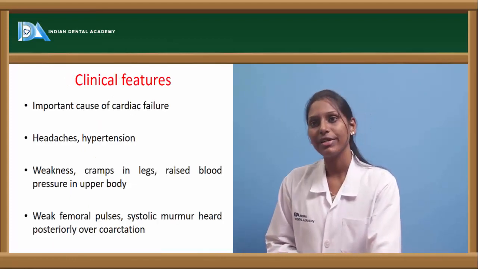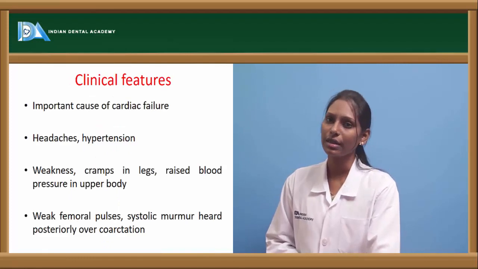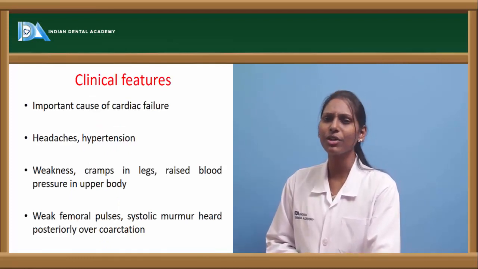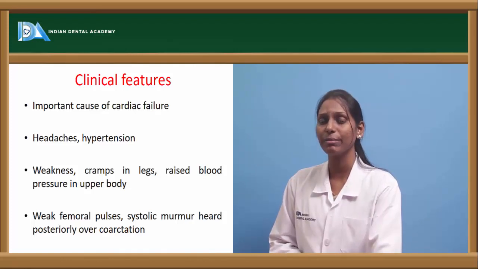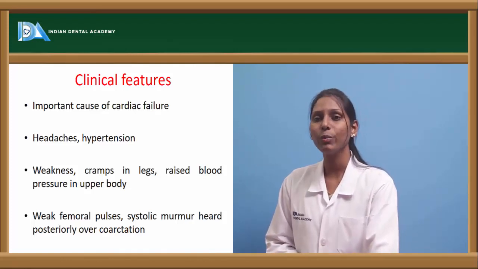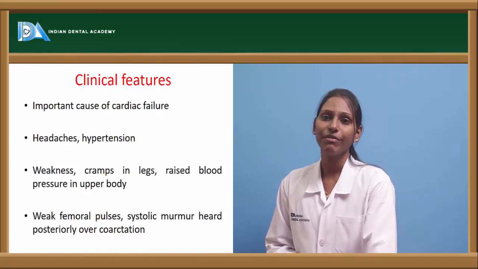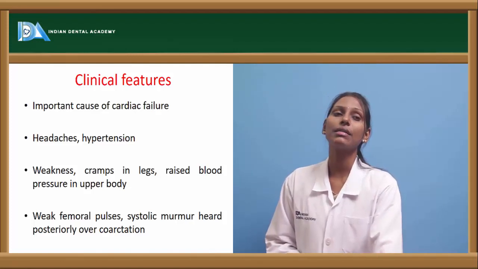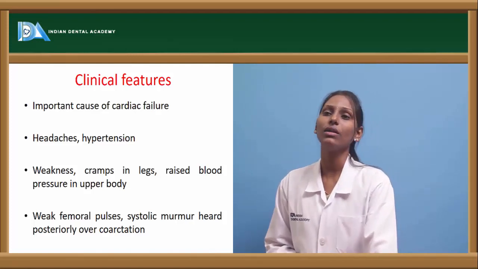So what are the clinical features? Here, it is an important cause of cardiac failure, and it can lead to headaches and hypertension because there is a narrowing of the aorta there. Because of the coarctation, the lumen there is being narrowed. There can be weakness, cramps in the legs, and raised blood pressure in the upper body. Weak femoral pulses, and a systolic murmur is heard posteriorly over the coarctation.